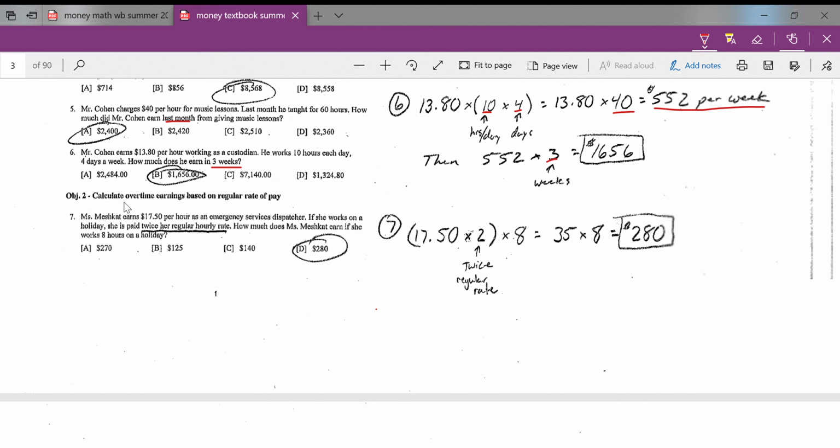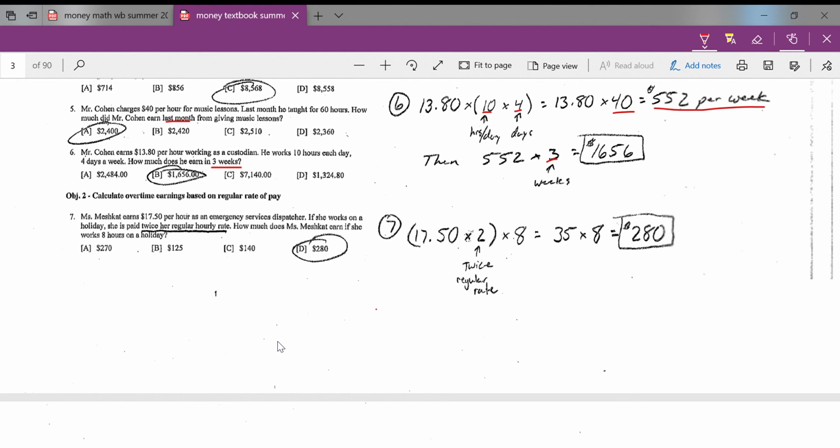Objective two is calculate overtime earnings based on regular rate of pay. We'll also be looking at holiday earnings as well. We got six problems to go over here. There's some similarities to objective one, but another step or two we usually have to do in each problem here. So let's take a look at problem number seven here.